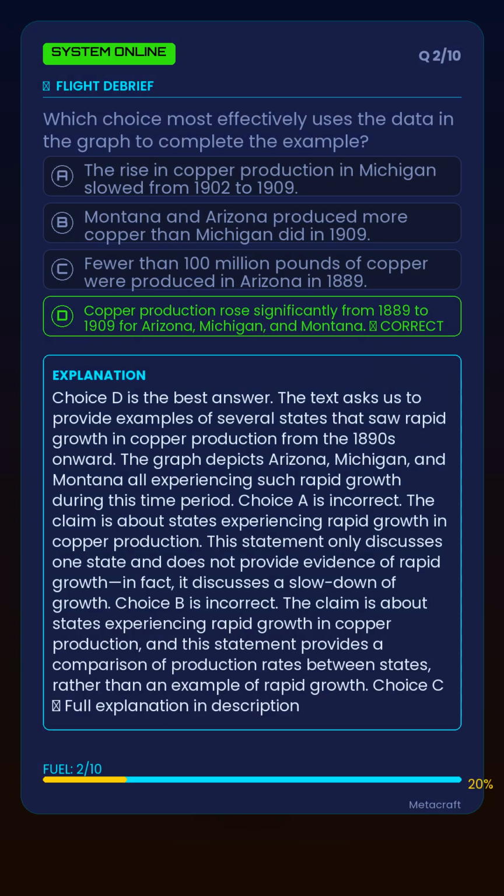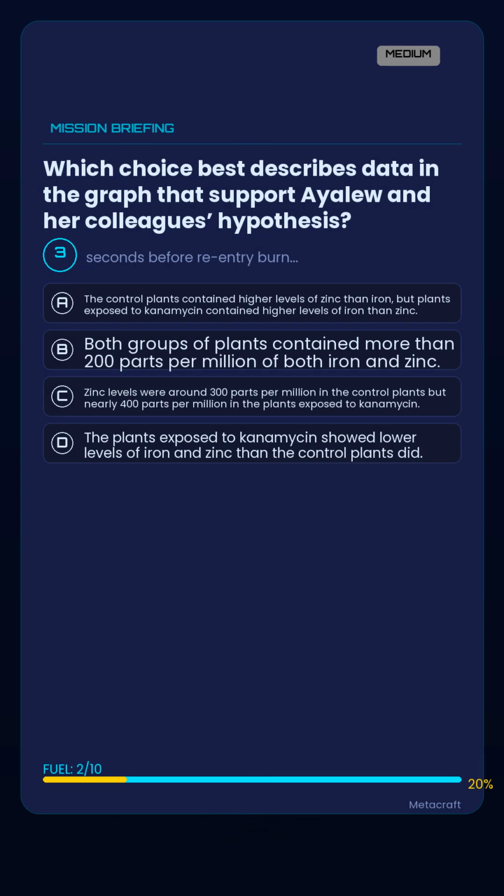The correct answer is D. Which choice best describes data in the graph that support Ayalou and her colleagues' hypothesis? Option A. The control plants contained higher levels of zinc than iron, but plants exposed to kanamycin contained higher levels of iron than zinc.